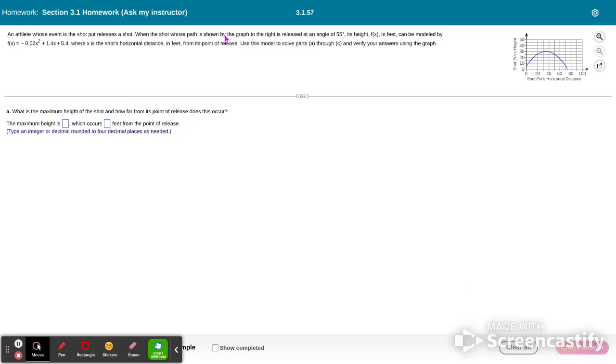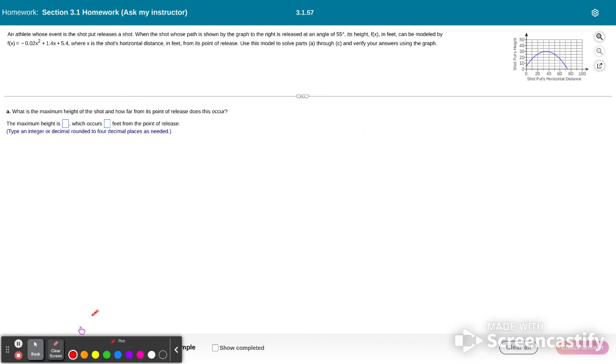Look at quadratic functions. This is number 10, I believe, in 3.1. And on number 10, same idea. They've got a little bit of distractors in here. They're mentioning that you have a shot put that you release at 55 degrees. That doesn't matter to us. That doesn't really come into play.